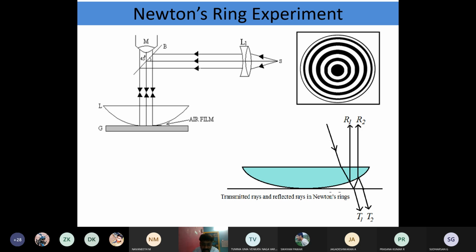In this third figure, the bottom figure, we can see what the transmitting ray and the reflecting ray are. R1, R2 are the reflecting rays, and T1, T2 are the transmitting rays. So here we have a gap. The gap is induced between the plain glass plate and the plano-convex lens. In between these two, we have an air wedge, an air gap. When the light falls on this air gap, as a result we get this interference pattern.